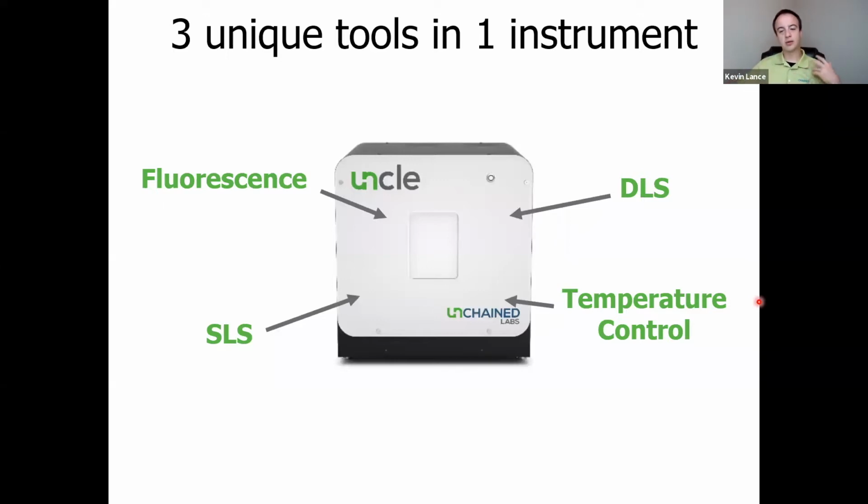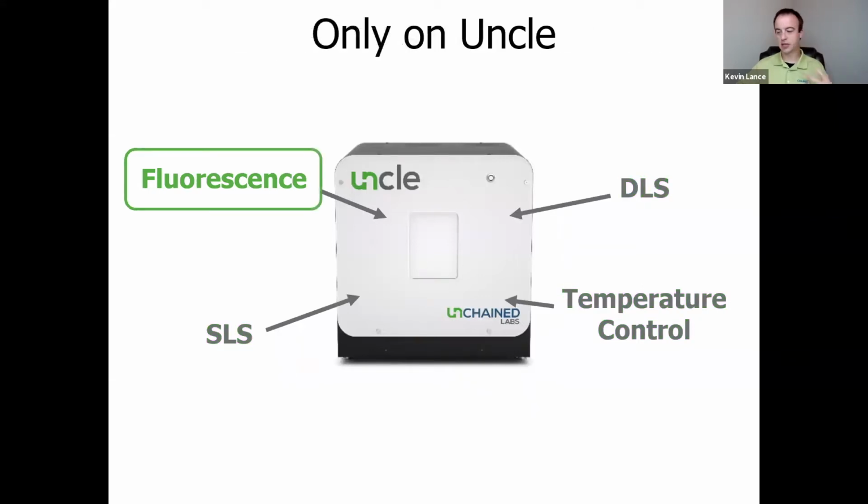So for each one of our 3 different detection methods, we're going to look at a unique study and where Uncle provides unique value in solving your protein problems. So let's start with fluorescence and talk about what's only available on Uncle.